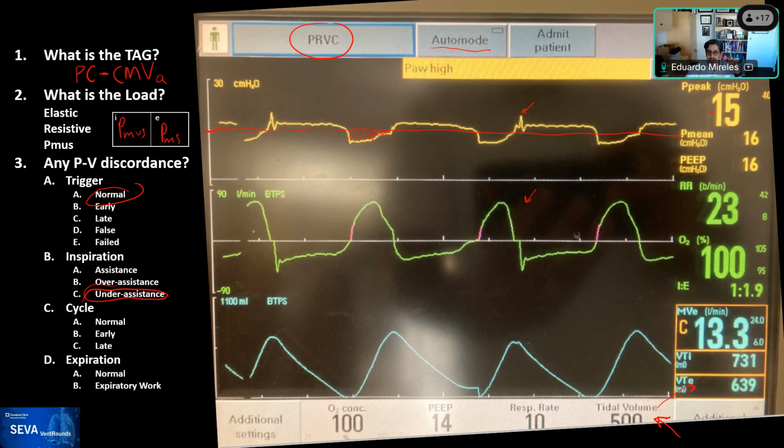Yeah, exactly. So the patient is working against this machine right now to a certain degree. And then if you look, well, we're gonna go to the next one. And then in terms of cycle, what do you think is going on here? Normal, early, or late?